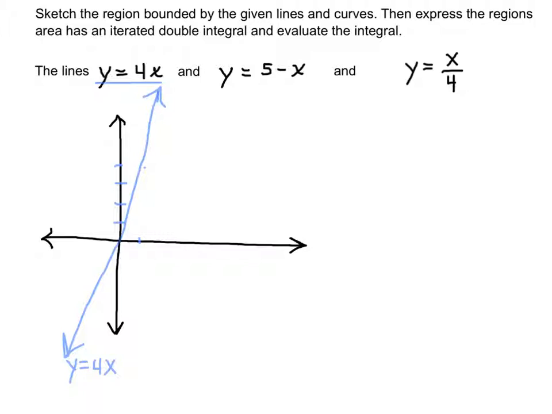And then we'll do another line. Let's do this one in red. And this is the line y equals 5 minus x. So this is going to go through the y-intercept 5, and its slope is going to be down 1 over 1. So this is going to look something like this.